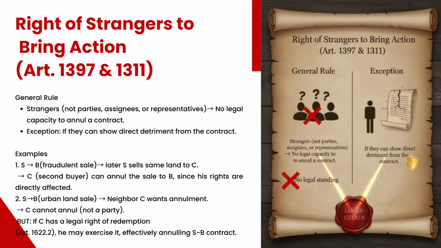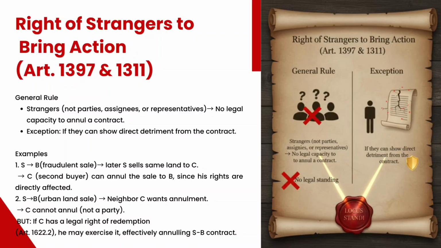Strangers, therefore, are without right or personality to bring the action, for they are not obliged by the contract, principally or subsidiarily, unless they can show detriment which would positively result to them from the contract in which they had no intervention or participation. Examples: 1. S sold a parcel of land to B. The consent of S was vitiated by fraud. Subsequently, S sold the same lot to C. In this case, C can bring an action to annul the sale.